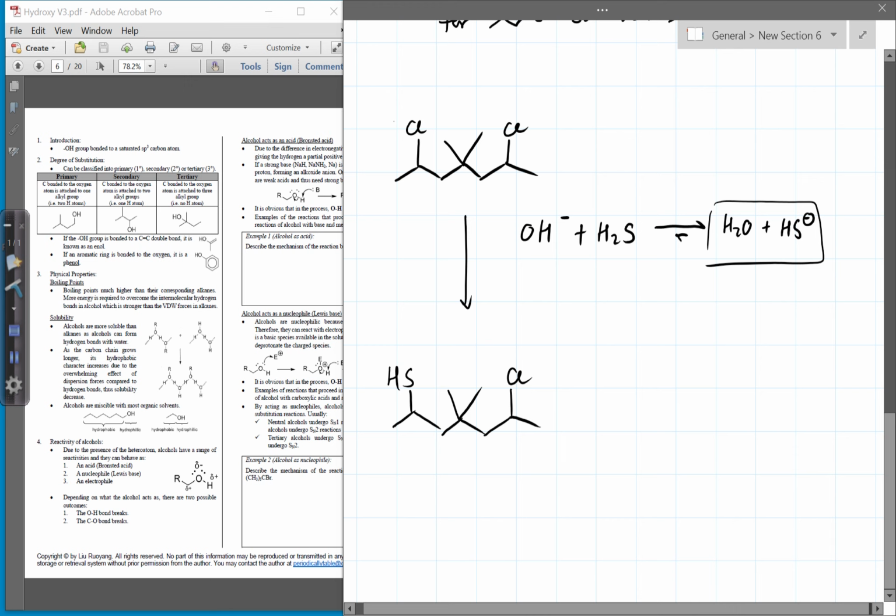So after you form this species, remember your solution, you have your OH minus and your HS minus, right? Either one can act as a base to deprotonate it. So once you deprotonate it, the second reaction, the second SN2 reaction can take place. Pretty much like your first reaction, right? So that's why for this, you will have the cyclic product.